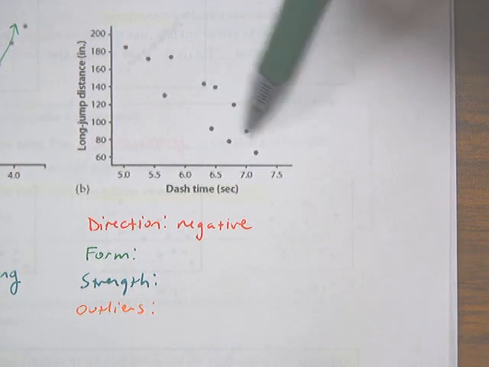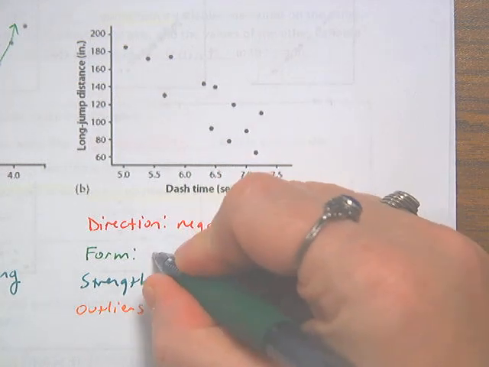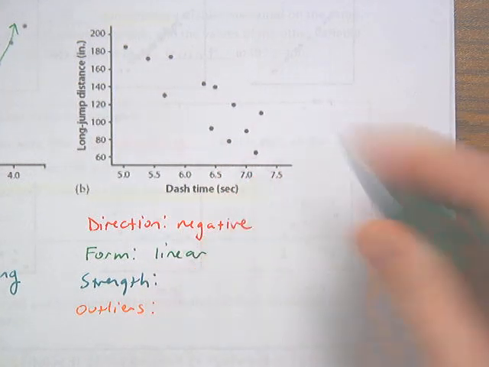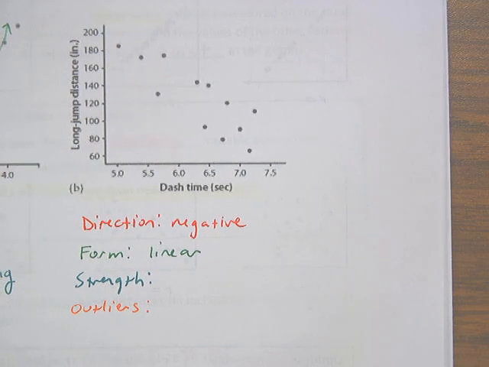Yeah, I think somebody said it. So even though it's really weak, they're not all in a tight, nice, neat little line here, there is a linear association happening here. There's no curvature to it. I actually just gave that away.